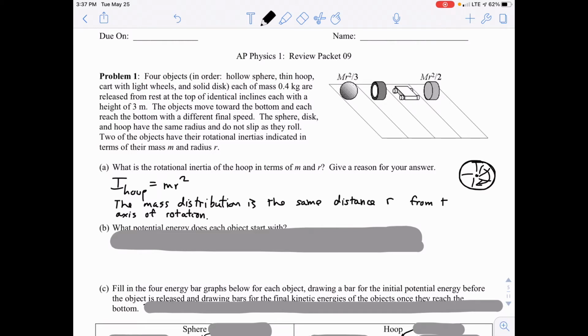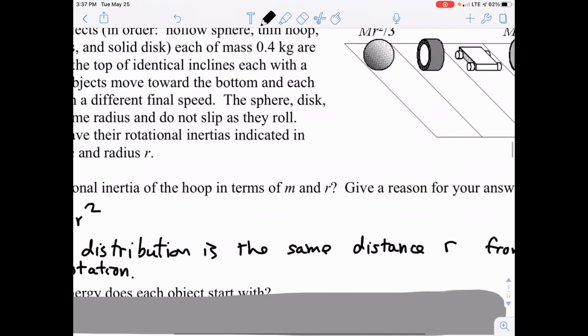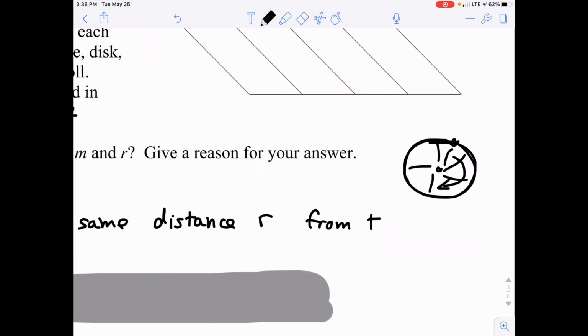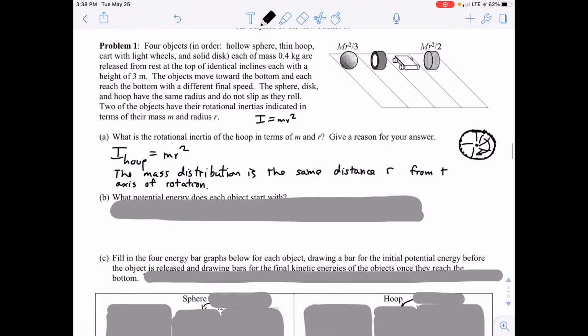Another way you can kind of reason or think about it is the rotational inertia of a point mass is simply mr squared. You could consider a hoop, a thin hoop, as an infinite number of point masses all connected around the edge, like so. That's kind of another way to reason it out.